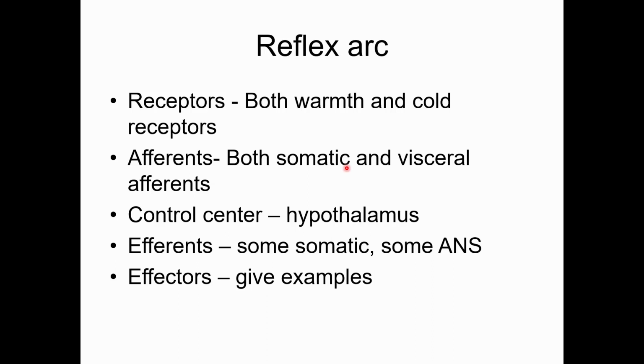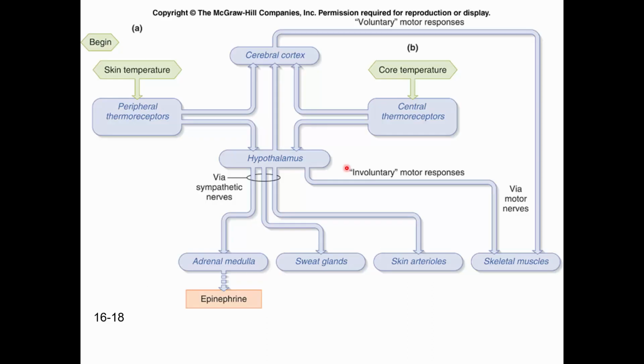So effectors, we've talked about skeletal muscle for shivering, sweat glands for evaporative cooling, blood vessels for either saving heat in the core or sending warm blood to the skin to radiate away, and the adrenal medulla for the production of epinephrine. So this is a picture from Vander. The hypothalamus is the control center, but information is also sent to the cerebral cortex so that you know about it. We have our skin temperature.